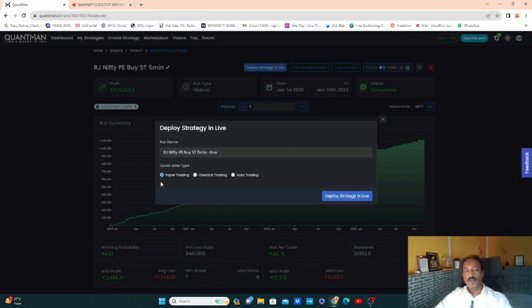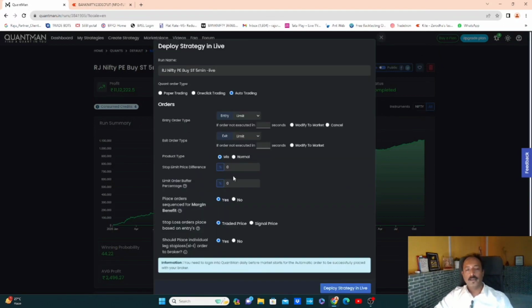See, there will be three options here. Either you can do paper trading of this strategy till you are comfortable and get the confidence in it, or you can go for one-click trading. One-click trading means you have to activate this strategy on a daily basis. And if you choose auto trading, so that's it. It will be auto traded. All you have to do is log in with your broker account, then it will automatically activate it.